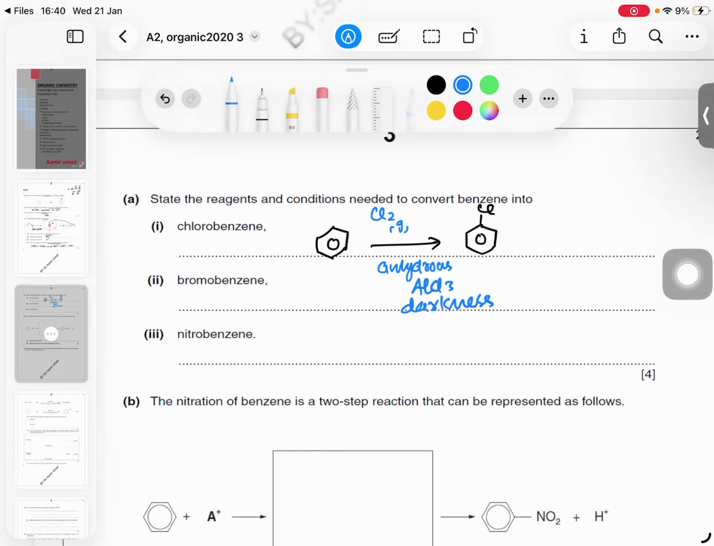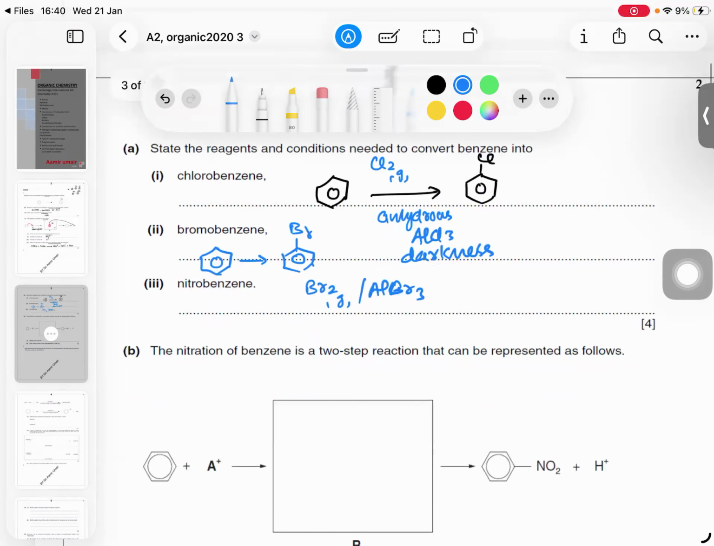What about bromobenzene? We're going through the questions which we have done up till now. Benzene to bromobenzene: Br2 with anhydrous AlBr3 catalyst. No darkness needed in this case. Nitrobenzene: we just did concentrated nitric acid, concentrated sulfuric acid, and 50 to 60 degrees Celsius.